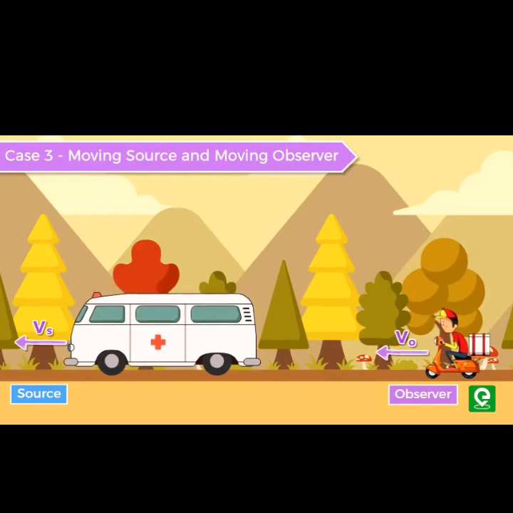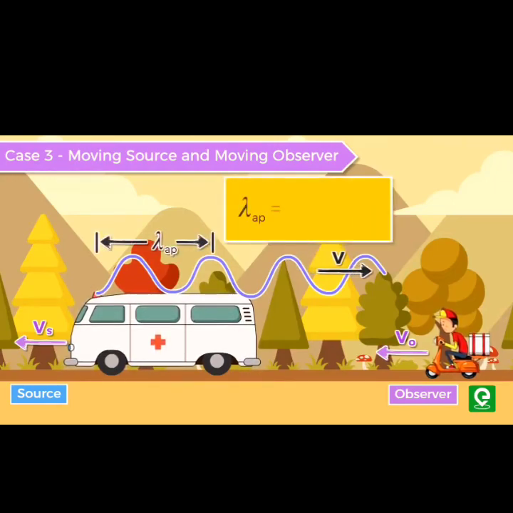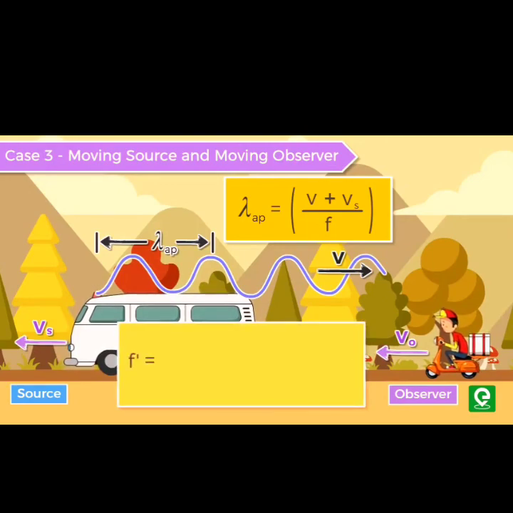In this case, if both the source and the observer are moving in the same direction with velocity vs and v naught respectively, the sound wave produced by the source has frequency f and the apparent wavelength is equal to (v plus vs) whole divided by f, where v is the velocity of sound. Now this sound wave will approach the observer at relative velocity of v plus v naught. Therefore, the apparent frequency of sound heard by the observer, f dash, is equal to f into (v plus v naught) whole divided by (v plus vs).